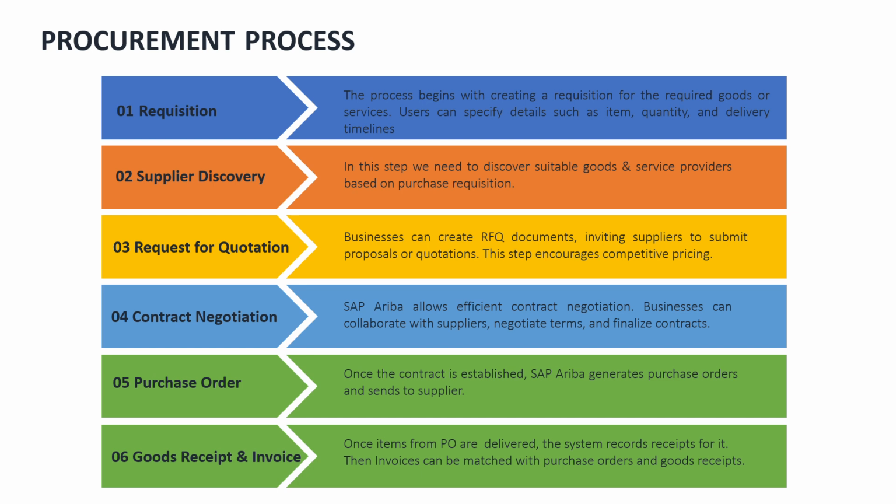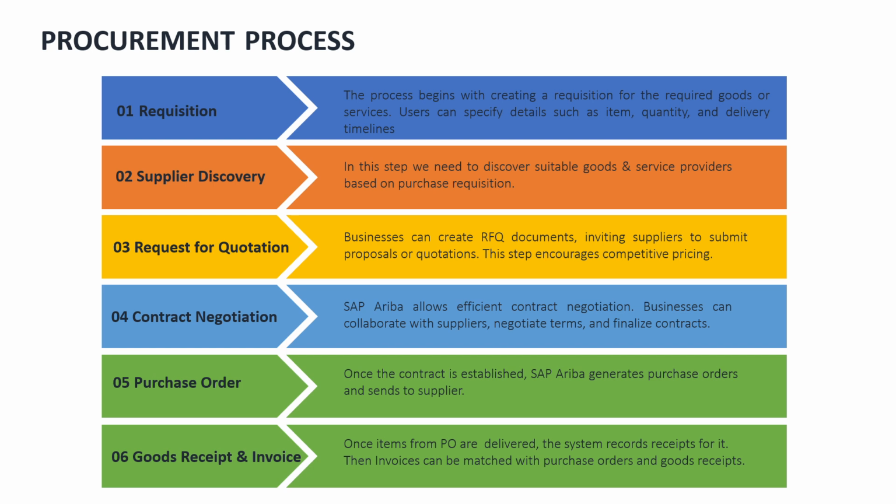This process begins with creating a requisition for the required goods and services. For example, goods and services can be anything, like we want to bulk procure laptops for the company or raw materials for a manufacturing facility or facility services. Okay, then users can specify details such as the item, quantity, and delivery timelines for the goods and services. Okay, this is the requisition step.